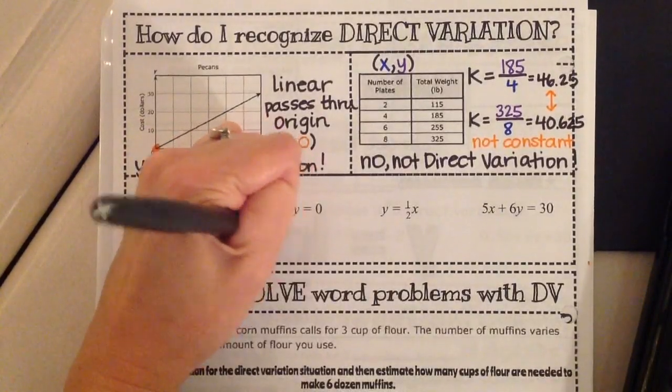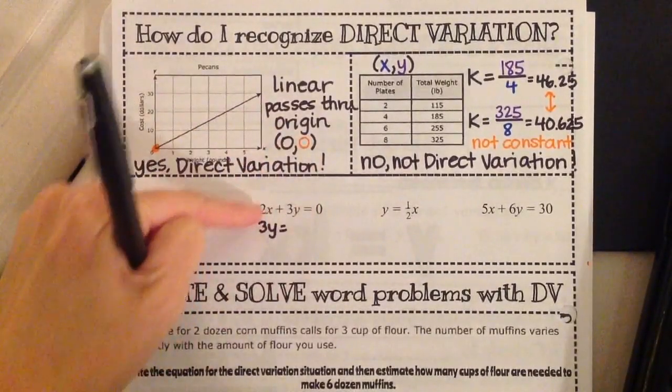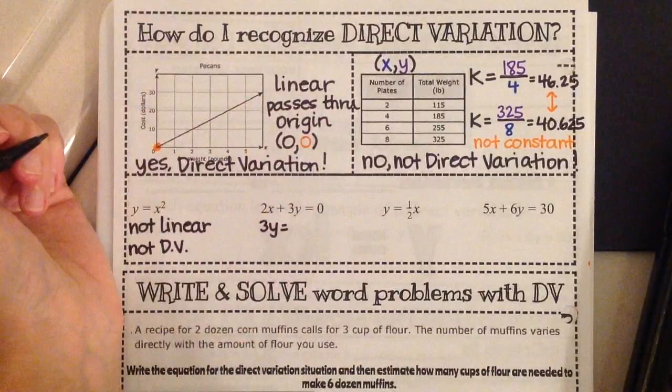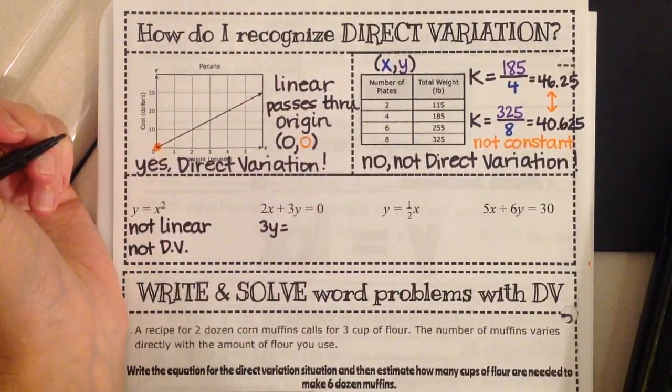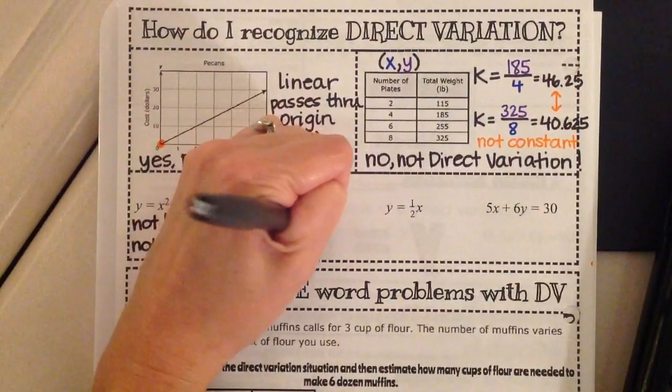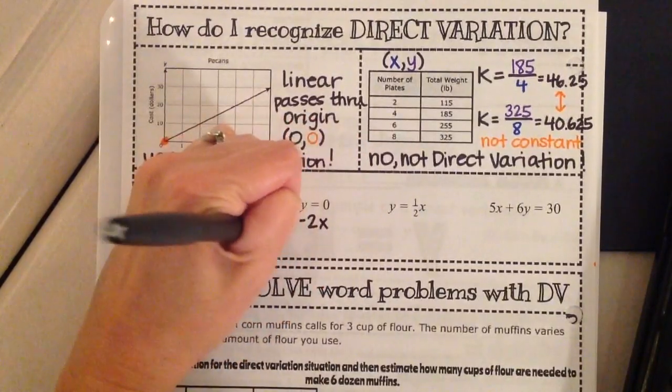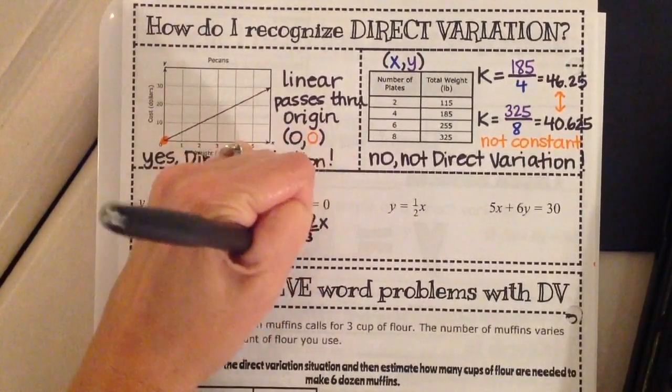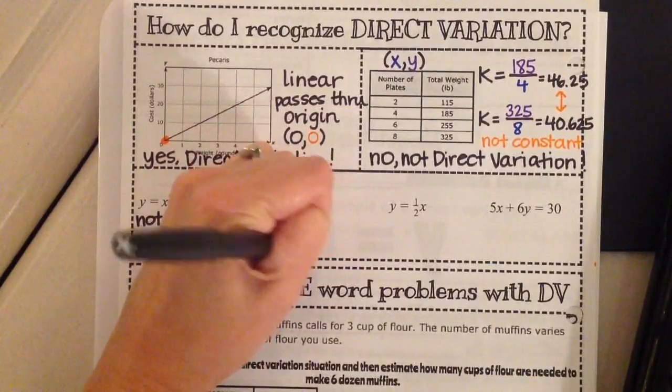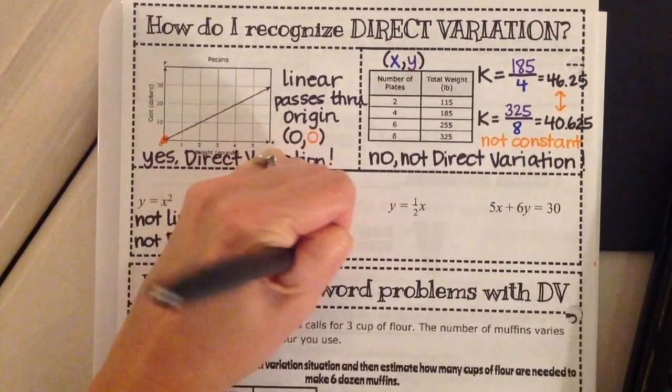So I'm going to rearrange 3y equals. I'm going to move my 2x to the other side, so I'm going to have 0 minus 2x. But do I have to show the 0? No, that's going to be a negative 2x. And then I'm going to divide by 3 on both sides, and I'm going to get y equals negative 2/3 x.